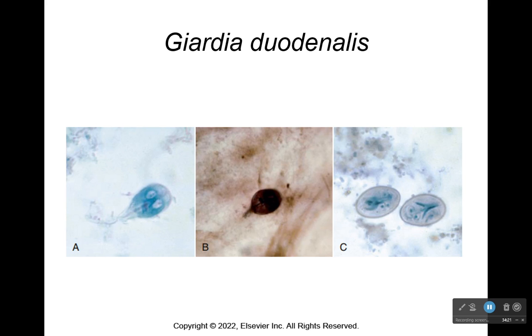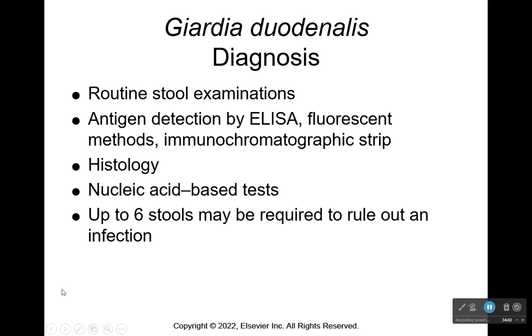And again, I'm going to give y'all a list, so don't worry about that. But I will give you a list. It does show a side view picture in the book that shows that sucking disc, but you can't see that really in the specimen. So it is found in stool exams. You can also do antigen detection, histology, nucleic acid.